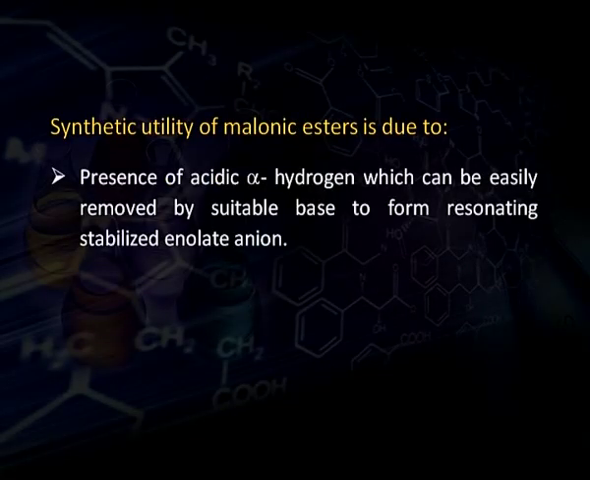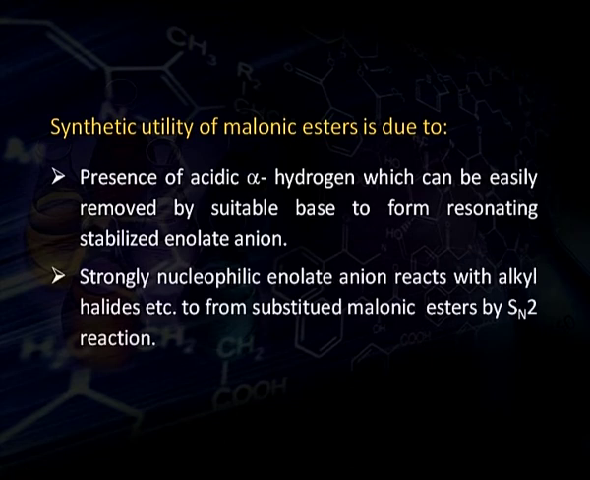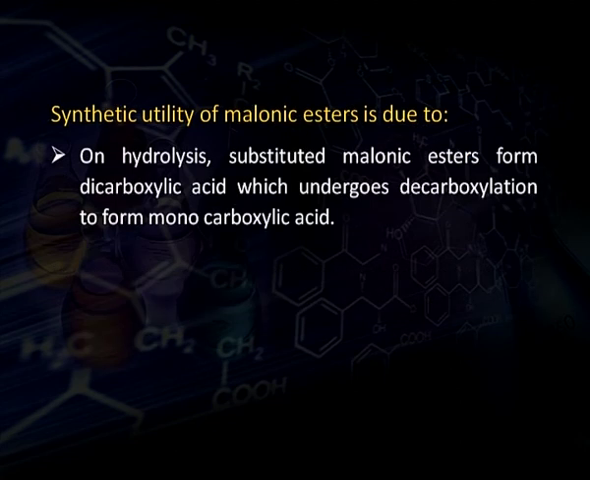The synthetic utility of malonic ester is due to the presence of acidic alpha hydrogens which can be easily removed by suitable base to form resonance stabilized enolate anion. Strongly nucleophilic enolate anion reacts with alkyl halide to form substituted malonic esters by SN2 reactions. On hydrolysis, substituted malonic esters form dicarboxylic acids which undergo decarboxylation to form monocarboxylic acids.